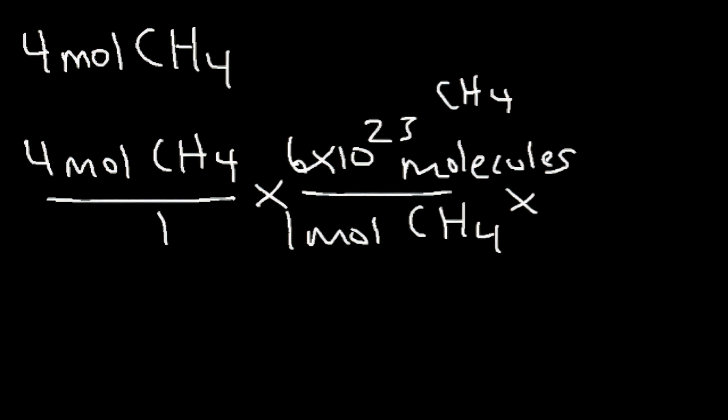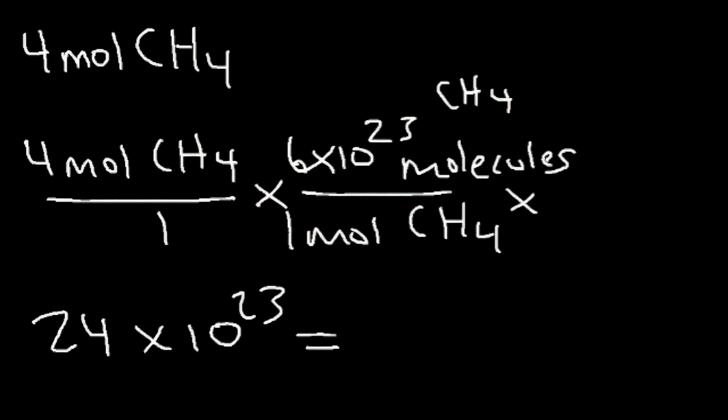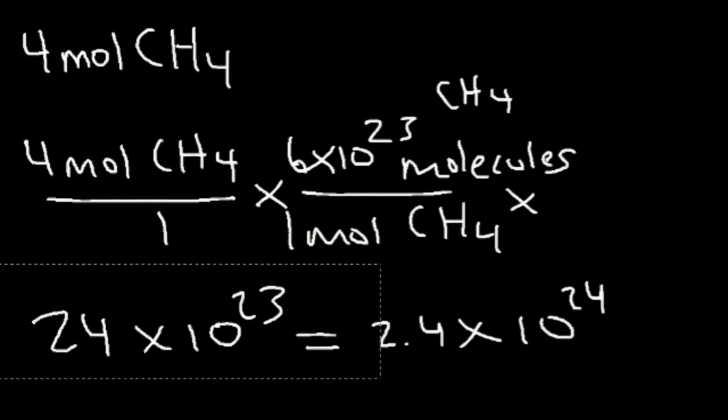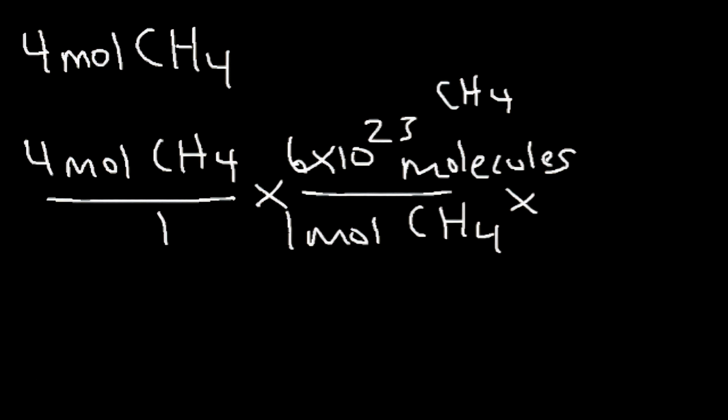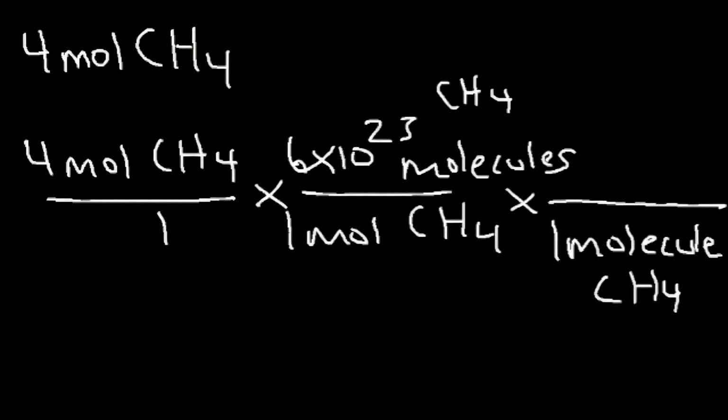So if we simply multiply 4 by 6 times 10 to the 23, that's all we need to do to get the molecules of CH4. So that's going to be 24 times 10 to the 23, which is the same as 2.4 times 10 to the 24 molecules of CH4. Now, if we want to find the atoms of hydrogen, we need to take it one step further. In 1 molecule of CH4, you need to realize that there's 4 atoms of hydrogen because of the subscript 4.